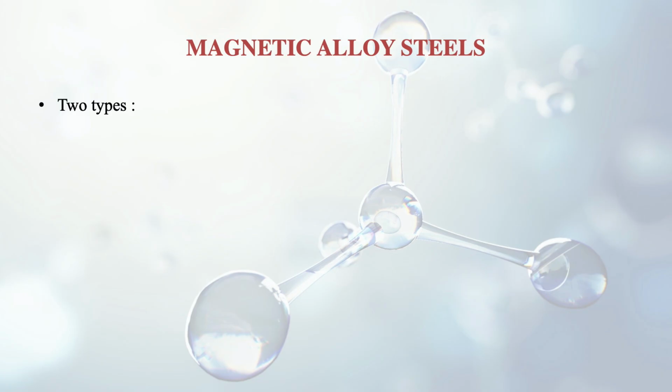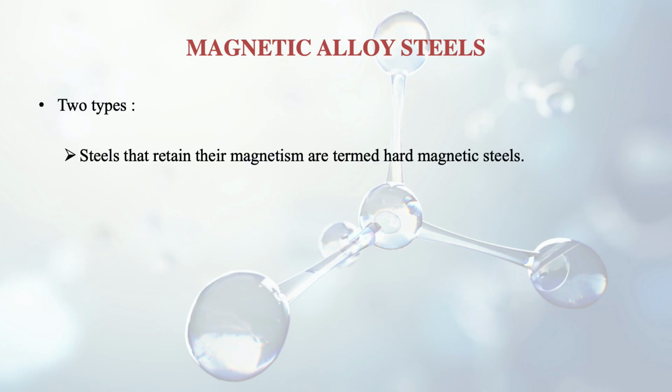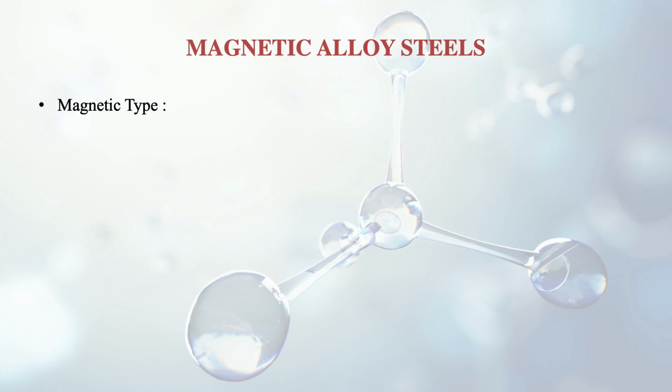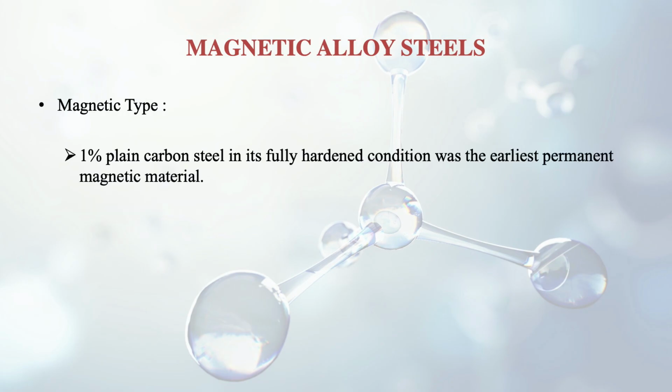Now we discuss the magnetic alloy steels. So there are two types. One, steels that retain their magnetism, are termed the hard magnetic steels, and the other group is the magnetically soft one: the magnetic hard and the magnetic soft. In the magnetic type, 1% plain carbon steel in its fully hardened condition was the earliest permanent magnetic material, it is said.